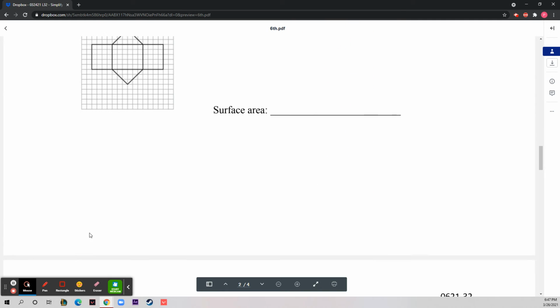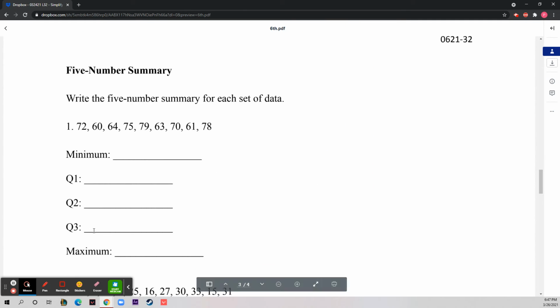Okay, on to the next section, which is 5 number summaries. We've already gone over 5 number summaries last week in lesson 31, but I didn't do that good of an explanation, so I'm going to try again this time. First things first, you need to order it all from least to greatest. The minimum is the smallest number, the first number, and the maximum is the biggest number, the last number, 79.